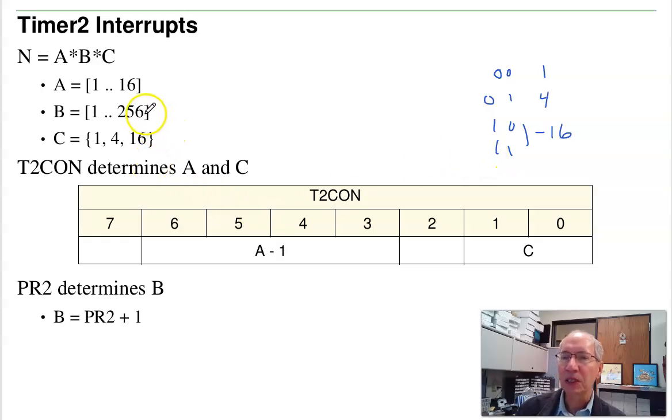B is a little bit easier. B is just the value of another register, PR2 plus 1. Once I have A, B, and C, I know N, and that's the number of clocks between interrupts. The harder part is going backwards. If I know N, find A, B, and C, and that's kind of trial and error guessing. Come up with something close, subject to the constraint, these are integers within a certain range.